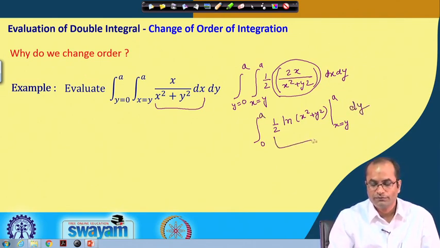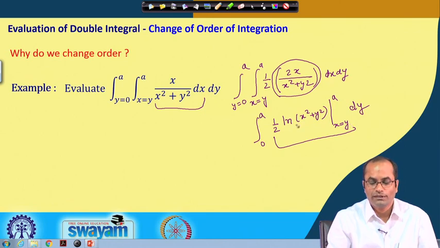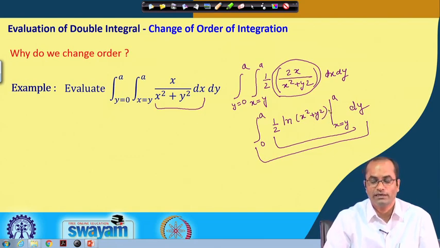So, this will become the function of y now, which will be ln(a² + y²), and then here we will have also minus ln(2y²). So, the point is now integrating this function, the logarithmic function a² + y², or this ln(2y²), is very difficult.